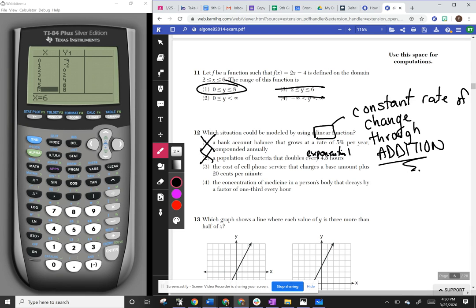Okay, 3, the cost of a cell phone service that charges a base amount plus 20 cents per minute. And this one's going to be our linear function because every minute it's plus 0.20, plus 0.20, plus 0.20. It's always that same constant rate. Let's look at 4 real quick. The concentration of medicine in a person's body decays by a factor of 1/3 every hour. So this is going to be multiplication or division depending on how you see it. You're either multiplying by 1/3, so times 1/3, times 1/3, times 1/3. That's the same thing as dividing. So you could say always dividing by 3. Either way, it's not addition, so it can't be 4.